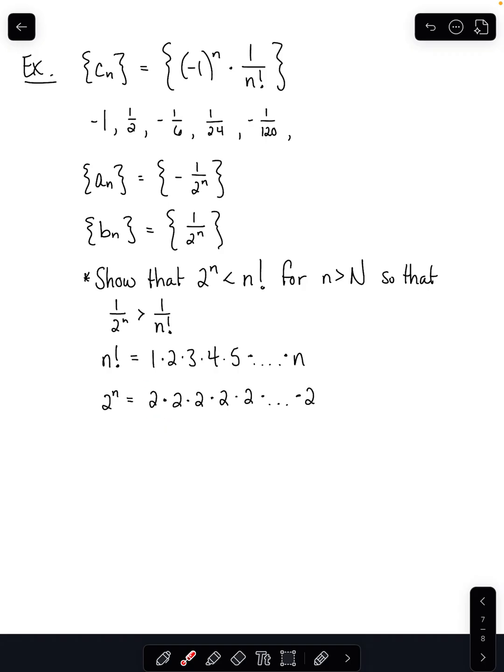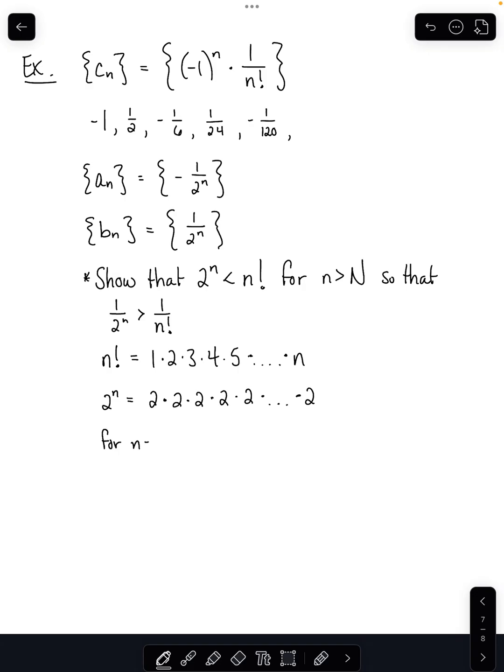Going out to 3 factorial, 3 factorial is equal to 6. 2 cubed is equal to 8. So once again, 2 to the n is still bigger. It isn't until we reach the fourth term, or the fourth part of this, when n is 4. 1 times 2 times 3 times 4 is 24, whereas 2 times 2 times 2 times 2 is 16. So that's where the cutoff is.